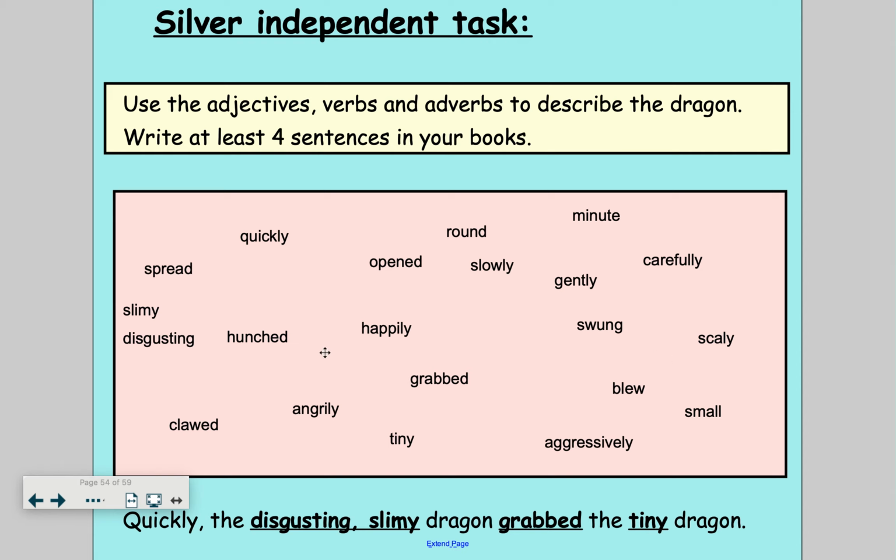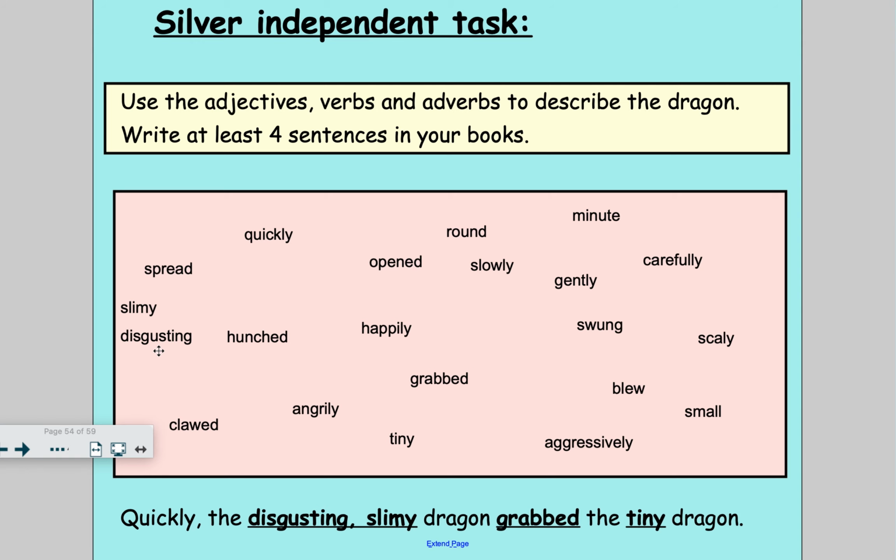Don't be limited to just what's in this box. You can think of more. Okay, but the example given from what we found here is quickly, the disgusting, slimy dragon grabbed the tiny dragon. Okay, so again, quickly has been used. It's there, look, quickly. Disgusting. That should be in there. There it is. Oops, don't want to move that. There's disgusting. Slimy is there. Grabbed is there. And tiny is there.